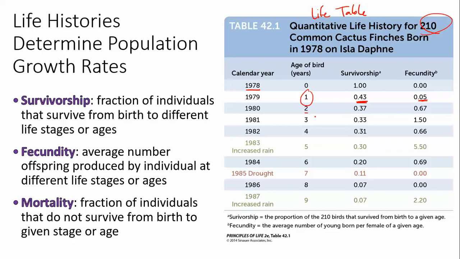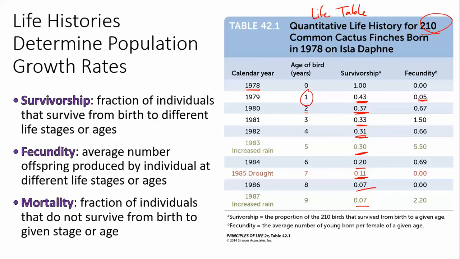By the time those birds, that group of 210 birds, hit age 2, there were only 37% of them left. By the time they hit age 3, there were only 33%, then the next year 31%, the next year 30%, the next year 20%, the next year there was a drought, so it dropped dramatically to 11%, the following year 7%, 7%. So after 9 years, only 7% of those original 210 birds were still alive.